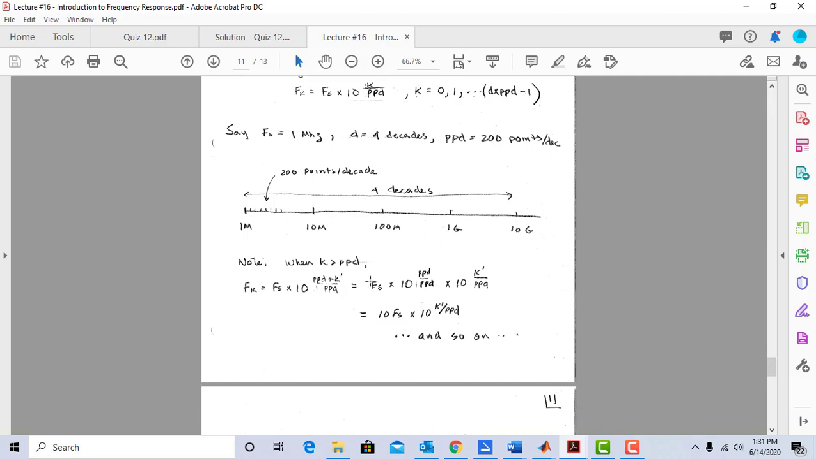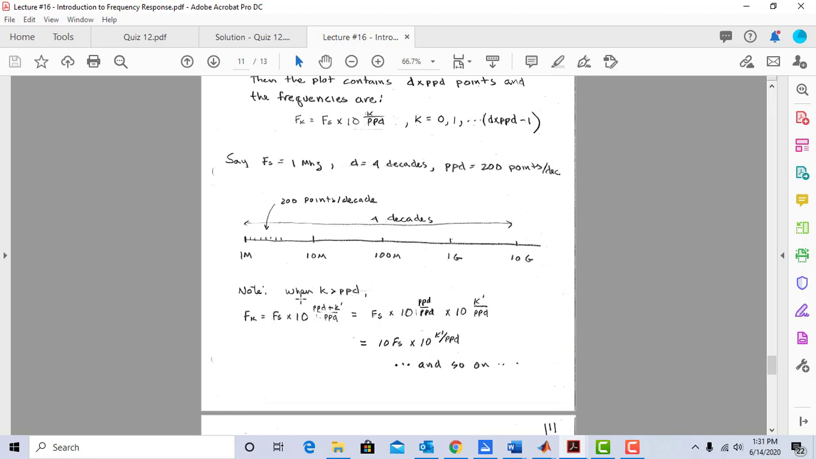What I can do is say when k is greater than points per decade, I'm just giving you some sanity here. When k is greater than the number of points per decade, I have f start times 10 to the points per decade plus some value, right? Because we're greater than points per decade, which I can say is equal to fs times points per decade divided by points per decade. That's 10, so we'll put it down here, times k prime, which is the additional points per decade. So all this makes good sense.